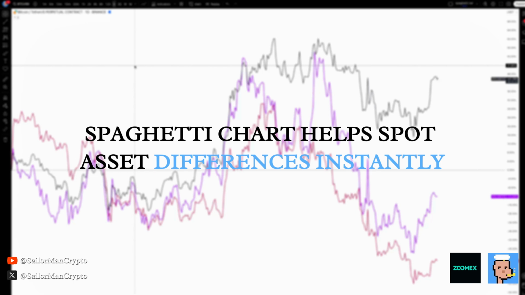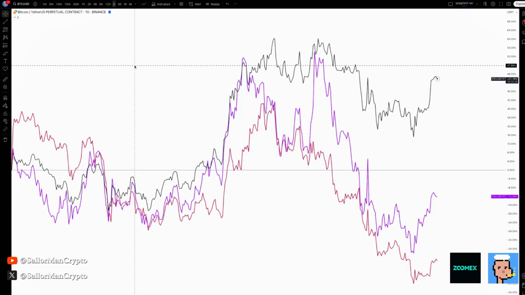We are comparing the assets to Bitcoin, which is the alpha asset, but you can also make a spaghetti chart and compare just Ethereum versus Solana or whatever pairs you want. Again, this is not a tool really used to open or close a trade, but it is a tool that, if properly used, can give you a very quick look at the market without the need to scroll through hundreds of charts to find the best or the worst performer.